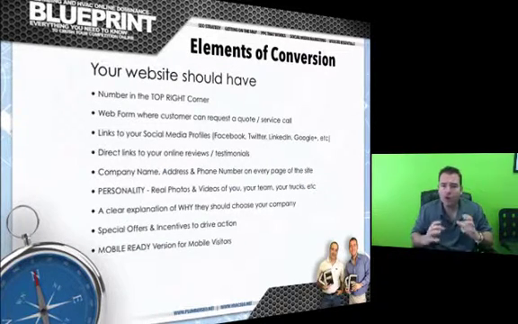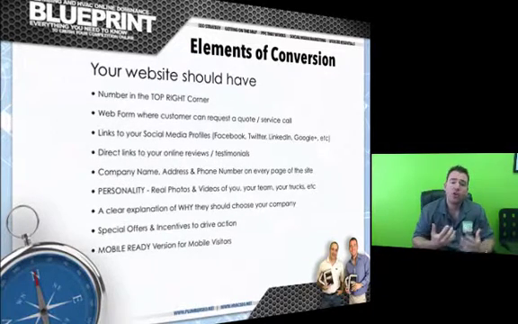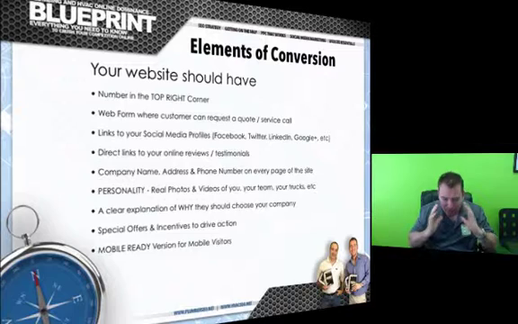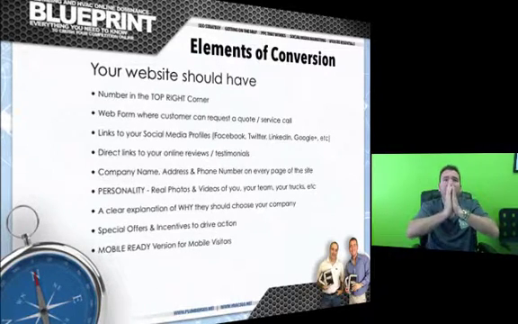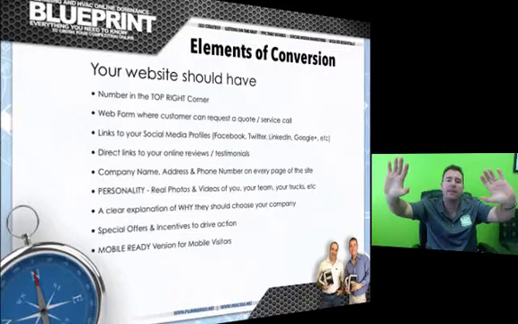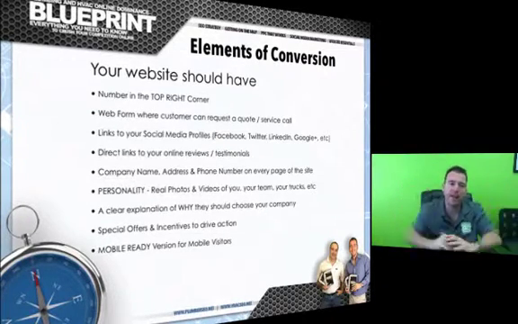So what should your website have? What are the elements that are going to help with conversion? Well, you always want to have a phone number on every page of your website in the right-hand corner. So when somebody comes to a page, their eyes are naturally drawn to the top section of the website, the logo and the phone number, and they expect that phone number to be somewhere here in the upper right-hand corner.